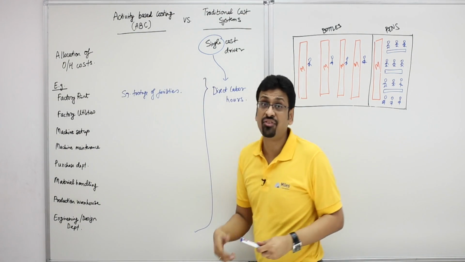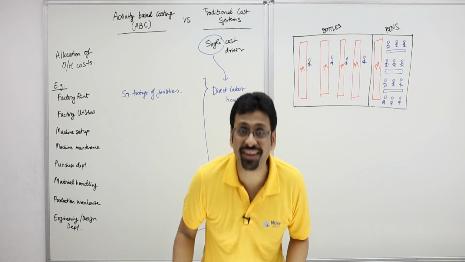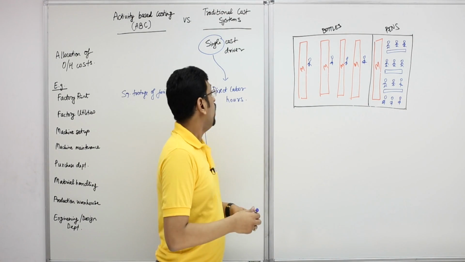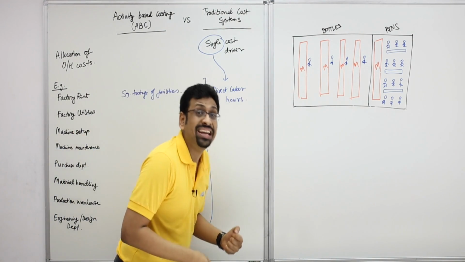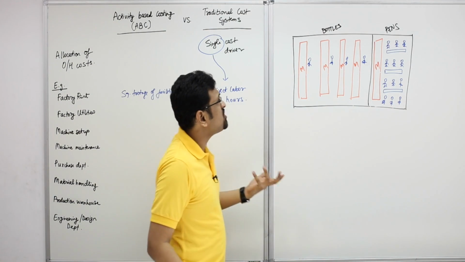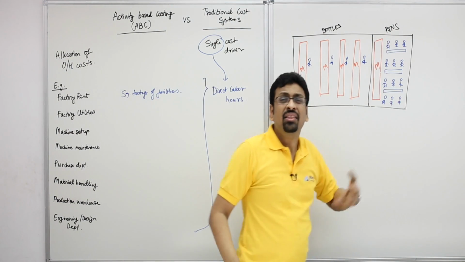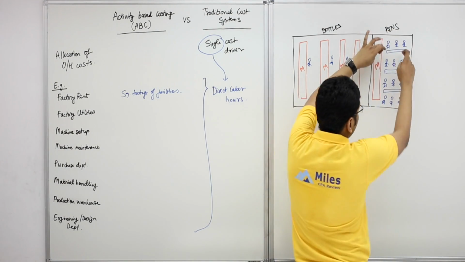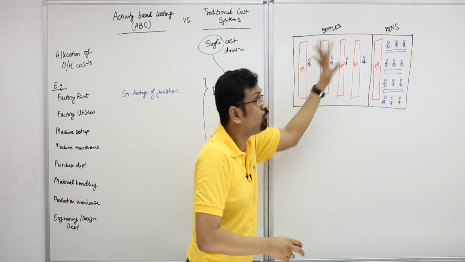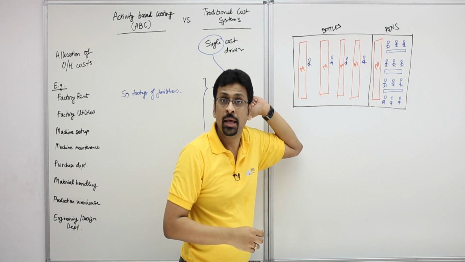Let's talk about factory utilities. Let's say the electricity bill. Now, if you allocate the electricity bill on the basis of direct labor hours, naturally the pens product line is going to be getting most of it because they employ more workers. So you've got 3, 6, 9 and 12 workers here compared to 4 workers in the bottles product line.